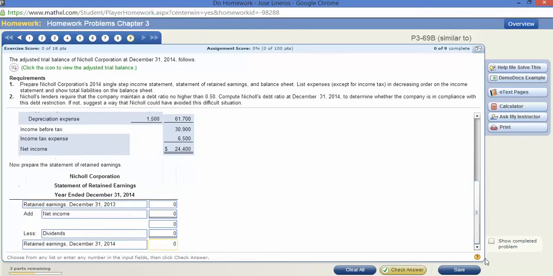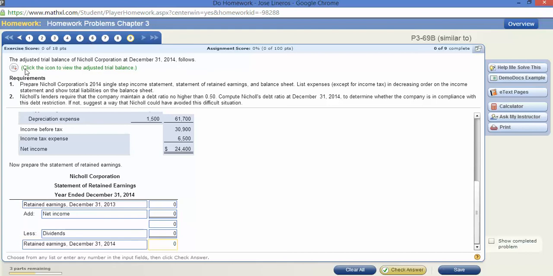We'll look and say, okay, what are the components that make up the statement of retained earnings? The first thing is the beginning of the period, December 31st, 2013, whatever retained earnings is. To that, we add net income, and then we subtract from that dividends declared, in this case dividends, and then we end up with our final answer for retained earnings.